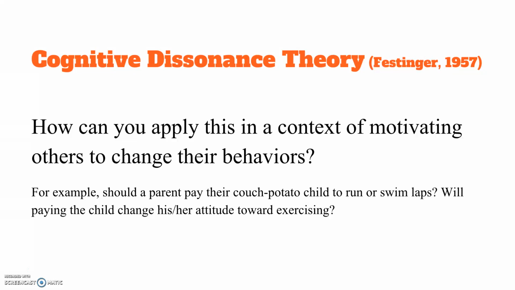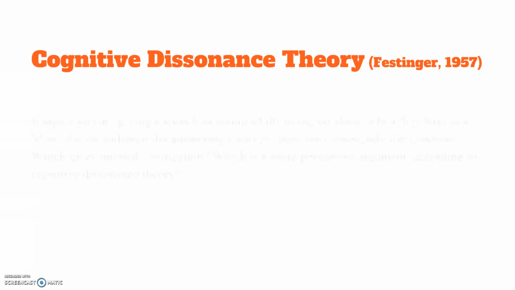Okay, so how can you apply this in a context of motivating other people to change their behaviors? Again, this is something general to keep in mind when you're designing campaigns. But let's look at the example of a parent who wants to pay their couch potato child to run or swim laps. Will paying the child change her attitude toward exercising? No, probably not, right? Because they don't have that cognitive dissonance. They can justify the fact that they're running or swimming laps because they're getting paid. It might help in the short term, but it's not going to help change long-term behavior.